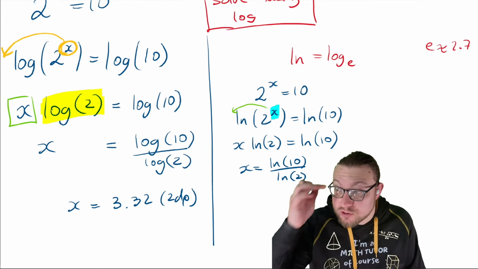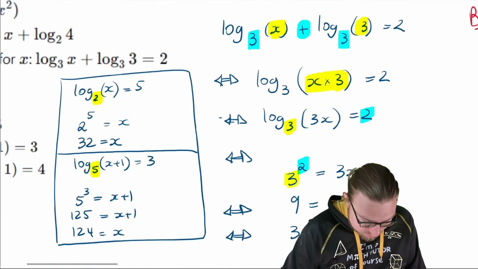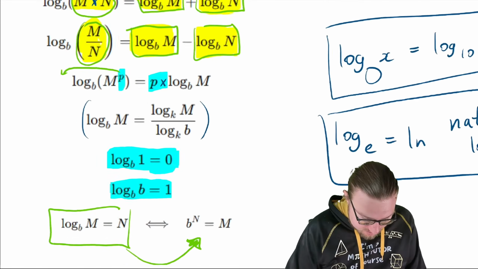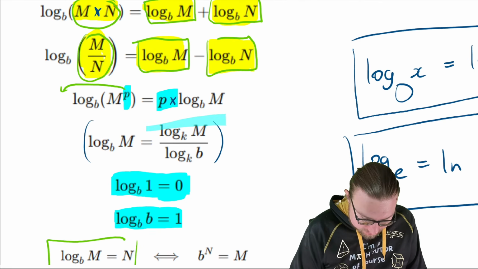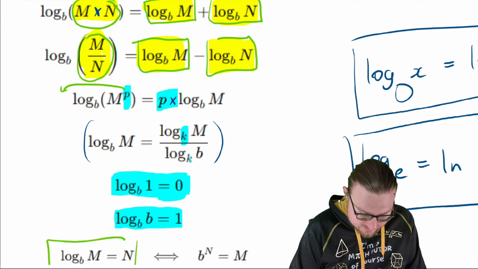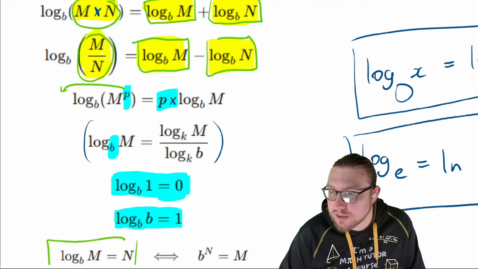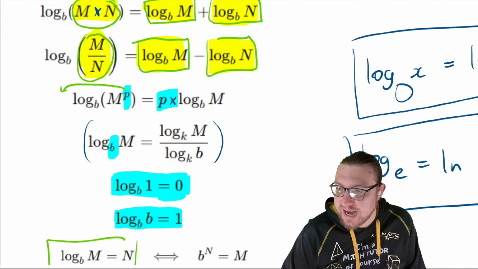To those who know the base change formula, that should come as no surprise, because if we're dividing two logs, as long as they have the same base, it doesn't literally matter at all what this base is. The previous question can have any base.